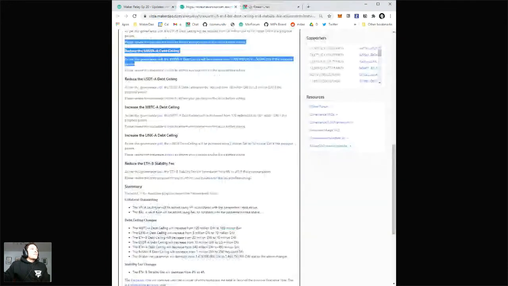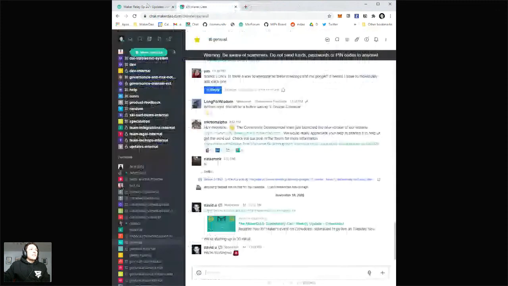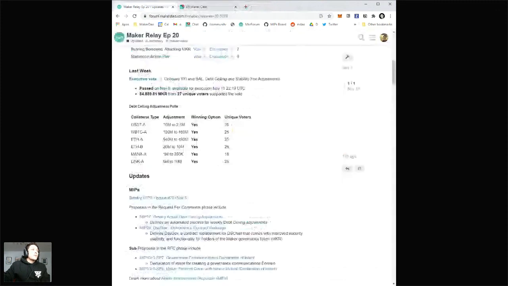All right. So that's the executive vote that passed, that will be executed tomorrow. And it passed with almost 90,000 MKR, rounding up, of course, with 27 unique voters. Not the most amazing turnout, but a good turnout nevertheless.